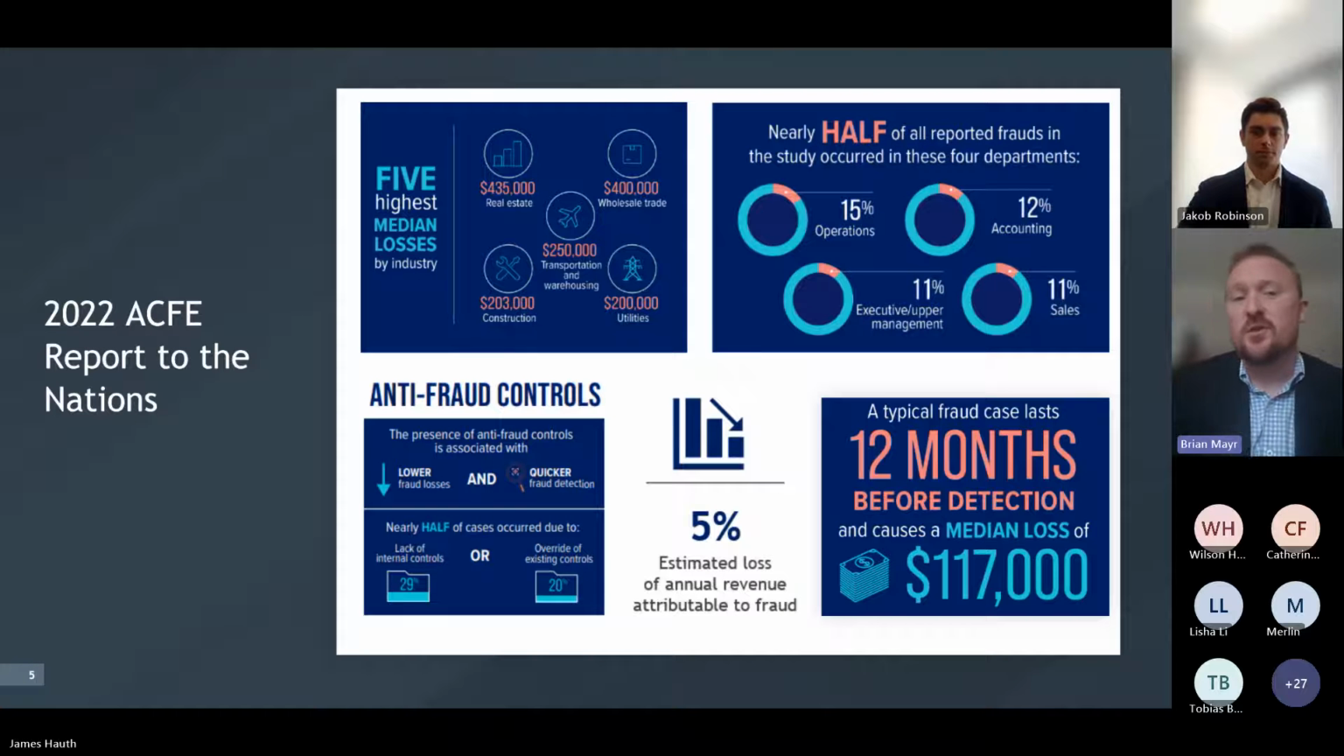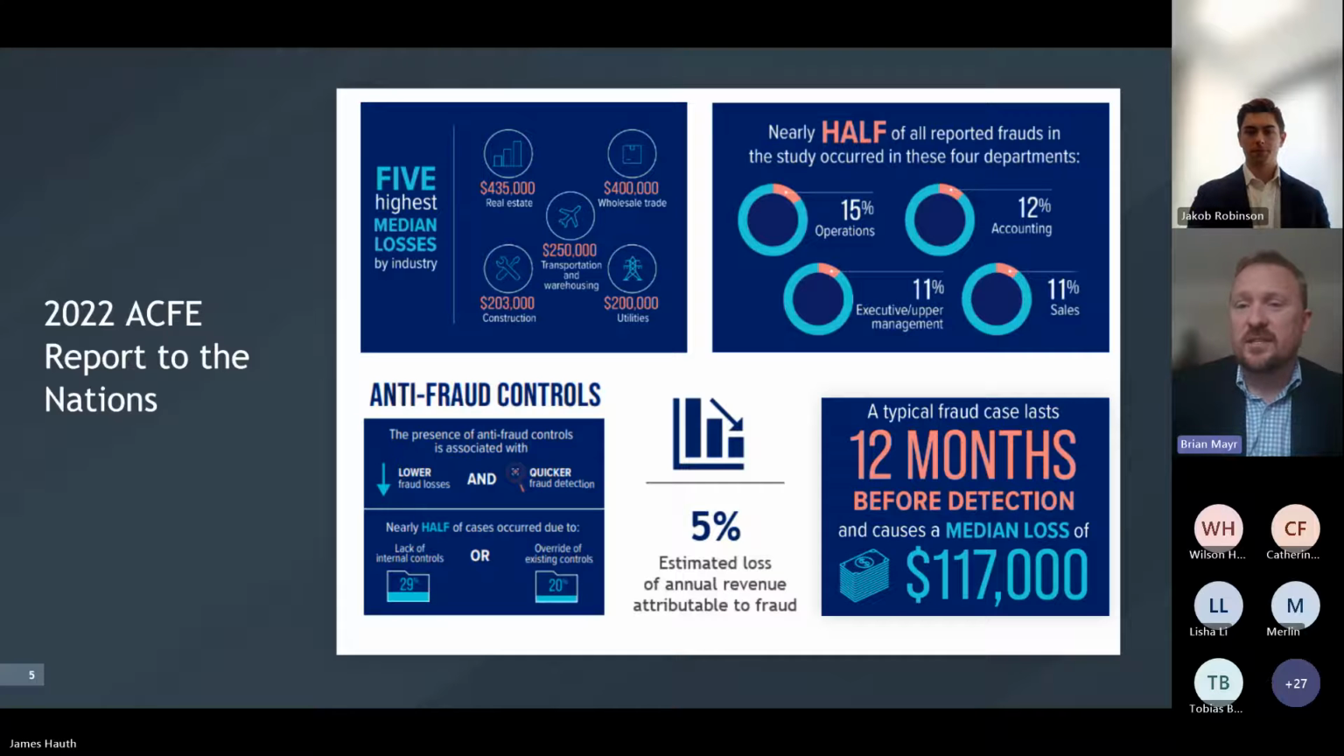And then bringing this into the 2022 ACFE Report to the Nations, right? The ACFE, or the Association of Certified Fraud Examiners, put out a report in 2022 with some statistics that I thought this group would find interesting, as we set the foundation for the later focus of this presentation. You've got the highest median loss industries: real estate, probably an industry that's very relevant to many folks on this call, but also utilities, wholesale trade, and construction. You're seeing some big numbers on the screen in terms of median losses, but what's important is also what was mentioned earlier: fraud can impact any industry in any role.